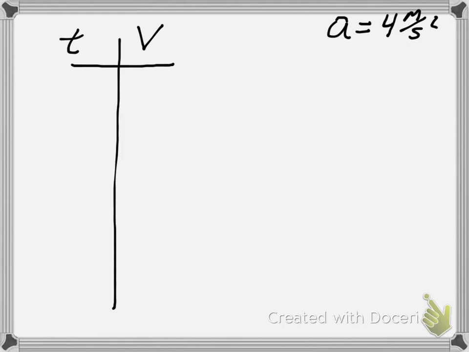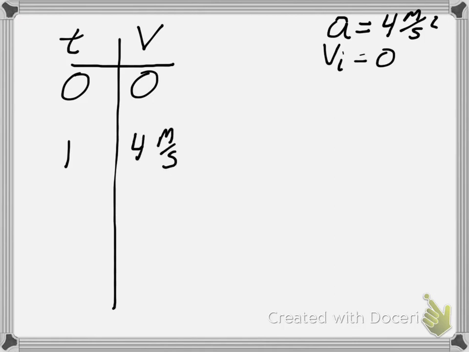Okay, so at t equals 0, if our initial velocity is 0, then at time 0, our object hasn't started moving yet, so its velocity will be 0. After 1 second, its velocity is going to be 4 meters per second, and we can get this. Okay, I'll go ahead and give you the general formula. We've seen it before, but I'll derive it for you again.